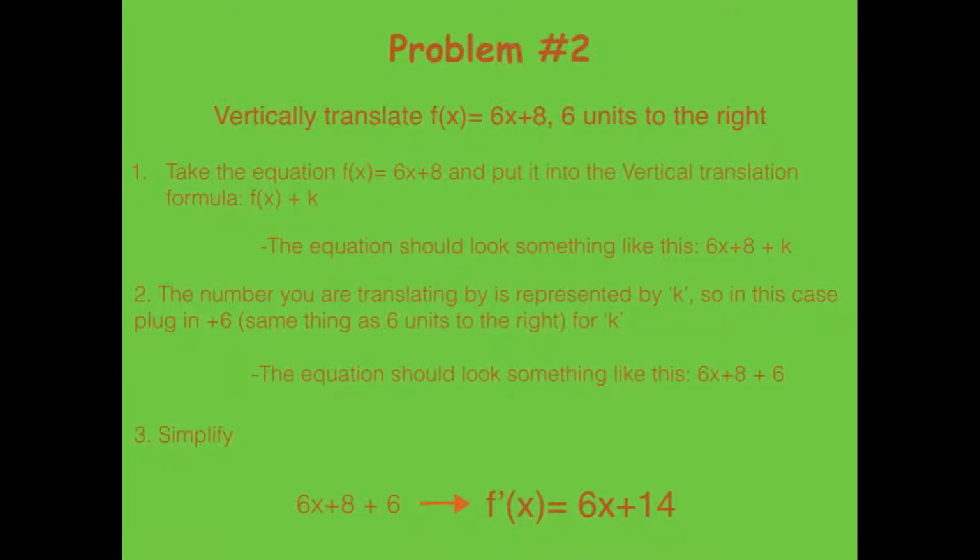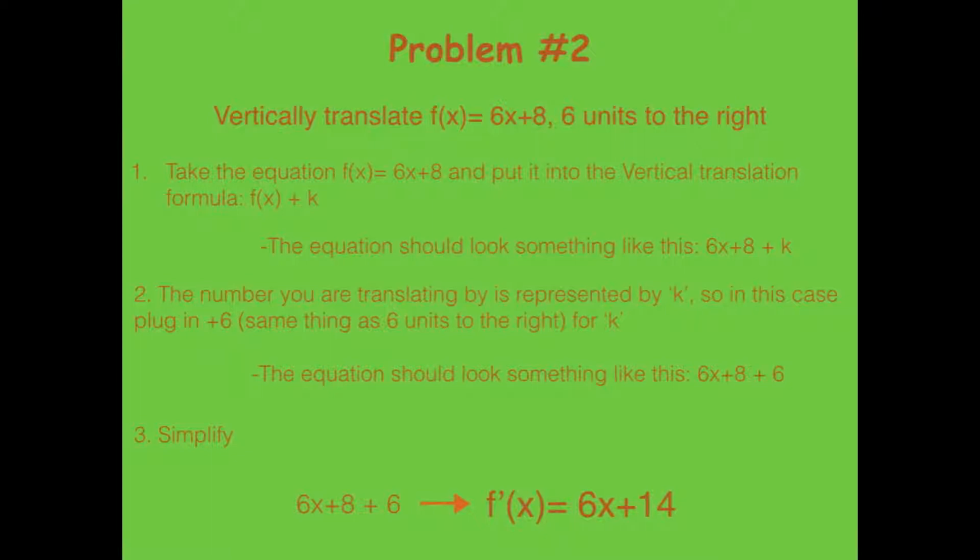Problem number 2. Vertically translate f of x equals 6x plus 8, 6 units to the right. The first step is to take the equation f of x equals 6x plus 8 and put it into the vertical translation formula, f of x plus k. The equation should look something like this: 6x plus 8 plus k.